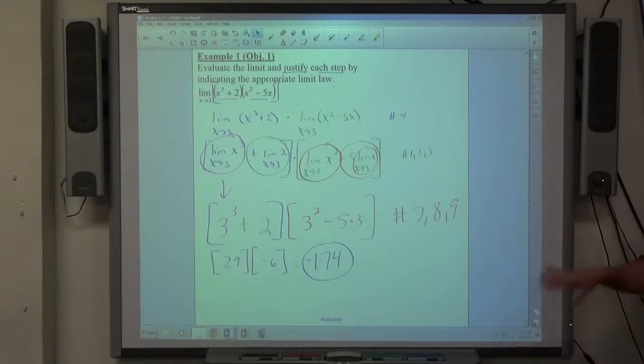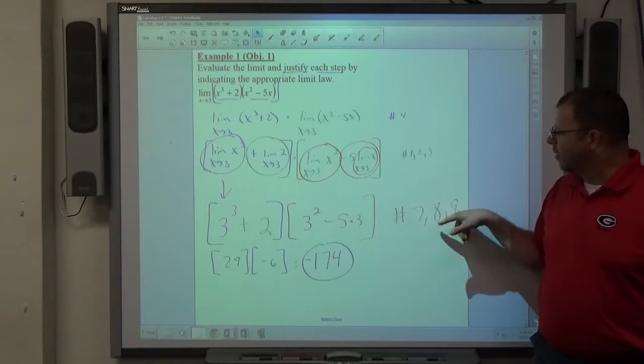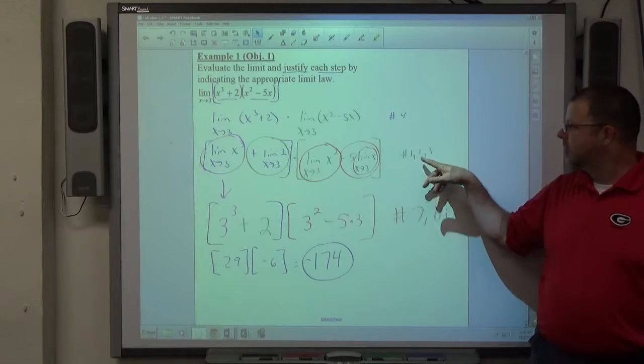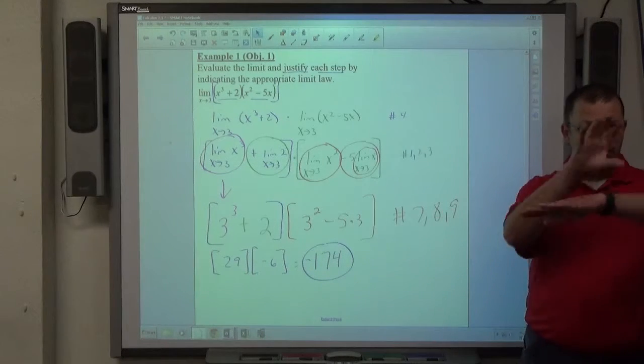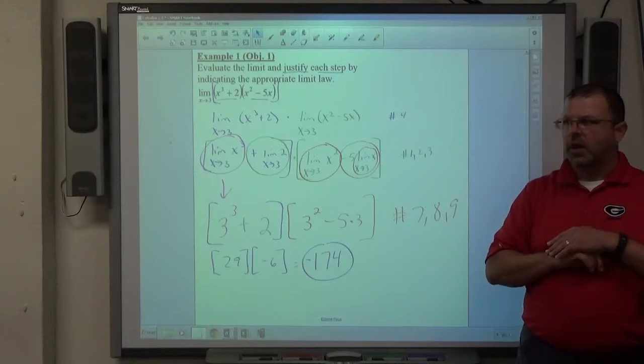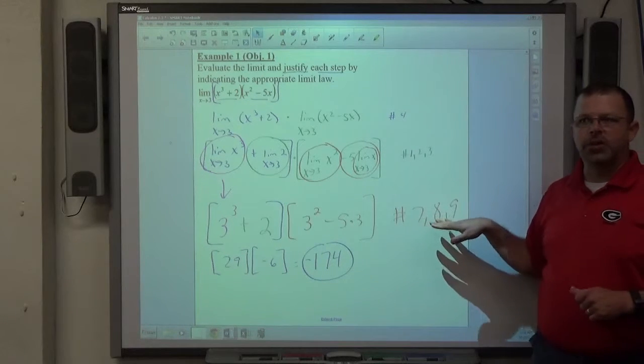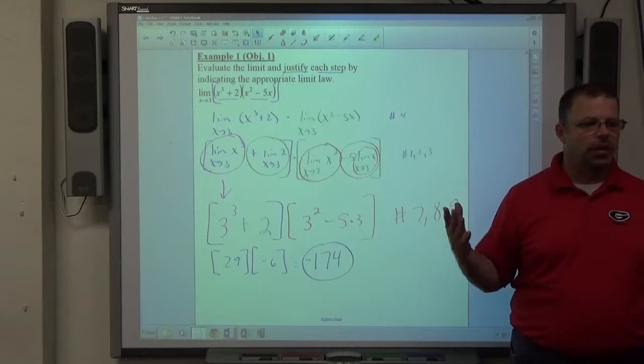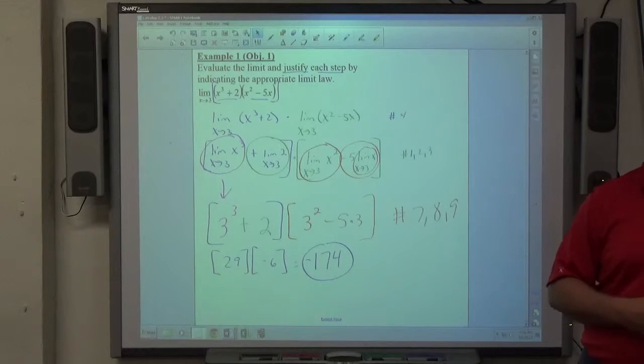But again, there are several problems in your homework like this. These are the ones that get used most of all. 1 through 4, maybe 1 through 5. If there's a quotient, it's 5 instead of 4. And then 7, 8, 9 are the ones that typically get used most for evaluation. All right, in that section. So you're going to get comfortable with those.